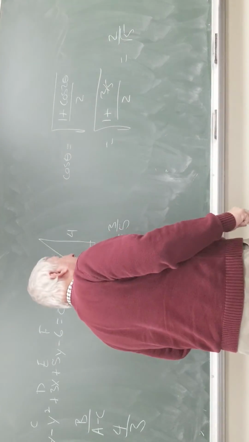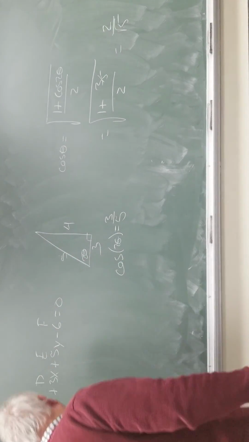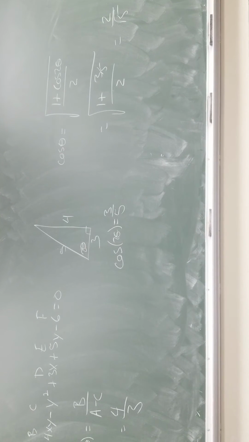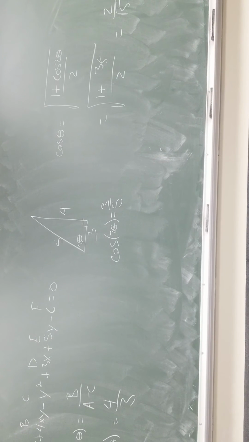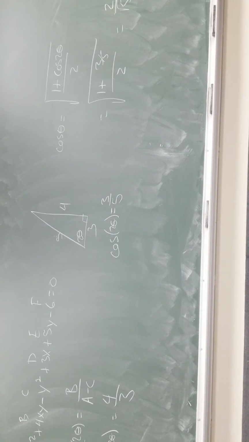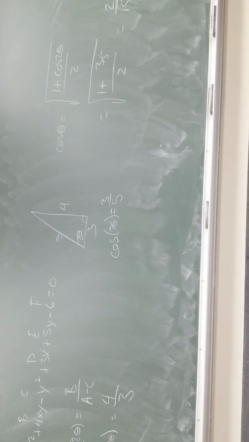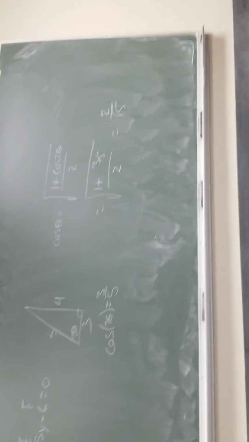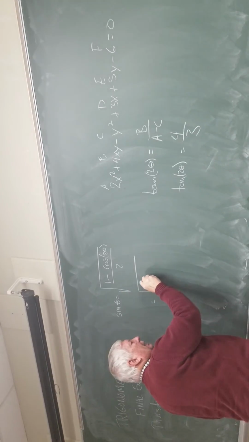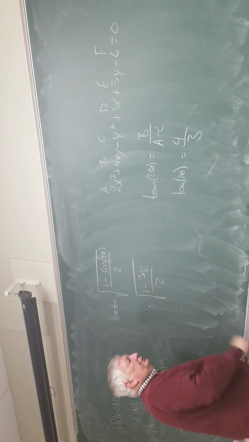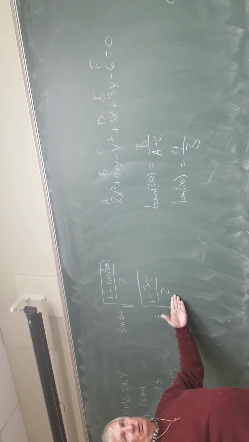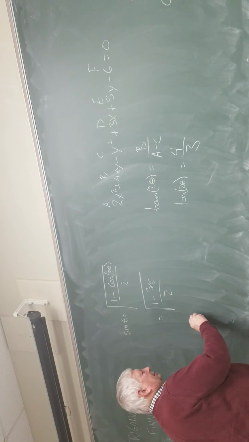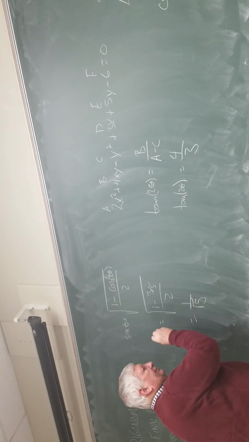And in a similar fashion, over here, sine of theta equals the square root of 1 minus the cosine of 2 theta over 2, the square root of 1 minus 3/5 over 2. 5/5 minus 3/5 is 2/5. Divided by 2 is 1/5. So sine of theta is 1 over square root of 5.